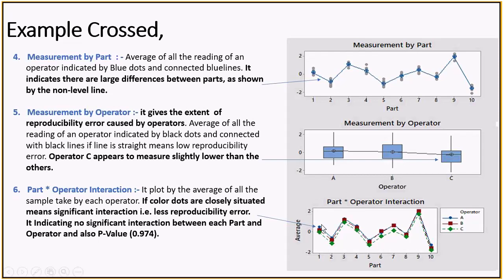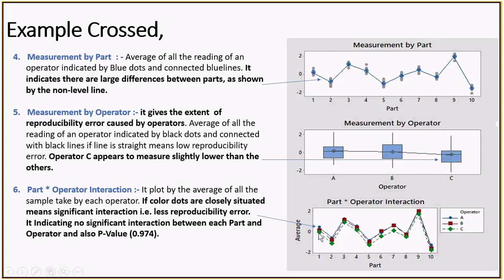But here the part and operator interaction for operator A, B and C is not closely situated. We can see clearly by eye, right? Now if you look at part number 5 and part number 7, you can't see a clear difference for A and B, but for C you can see clearly there is a distinction. They are not closely situated. So if they are not closely situated, we will say there is not a significant interaction. That's why the p-value is also reflected in the ANOVA table as 0.974.